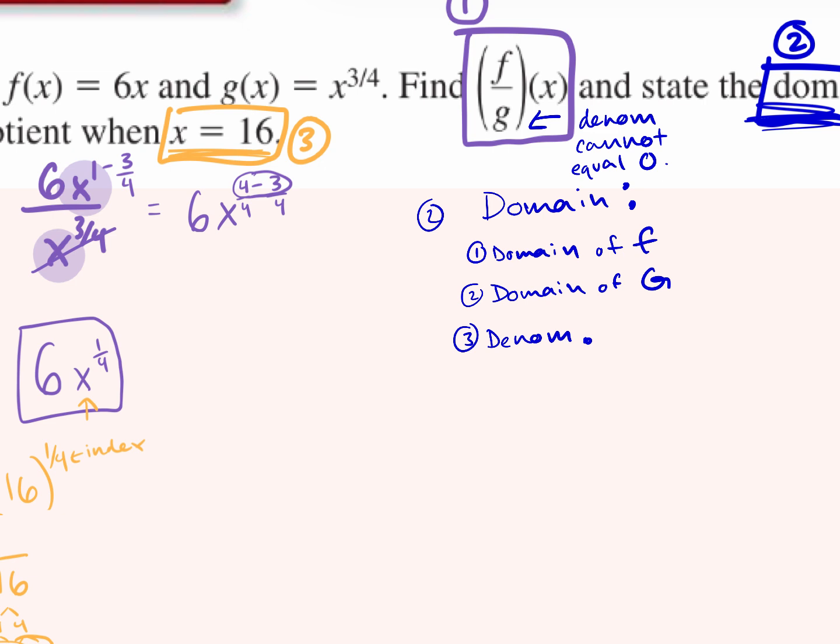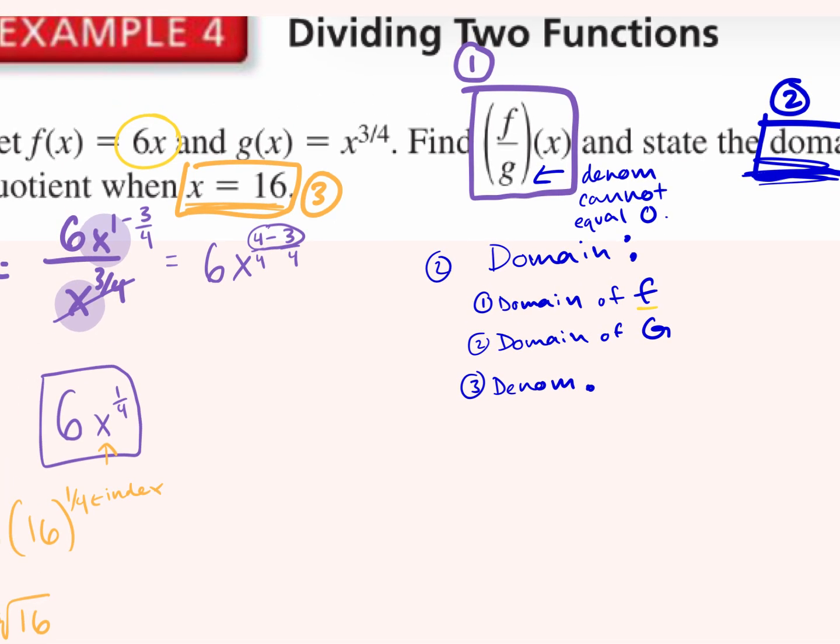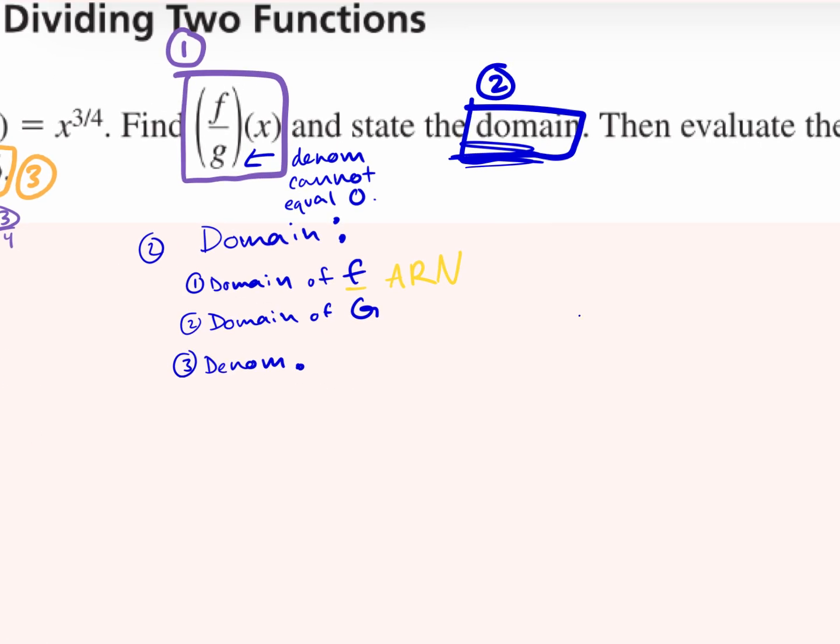So let's check our domain of f, our function f here. So when we find the domain, we just need to check and see, do we have a square root or do we have a fraction here? So for 6x, is there a square root? Is there a fraction? No. So what's our domain? All real numbers. So the domain of f is all real numbers. If I put that on a number line, so I'm going to put all 3 of them on a number line to see where they overlap. It would be the whole number line, all real numbers.